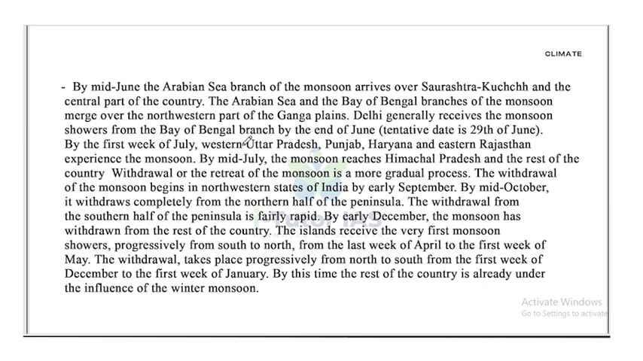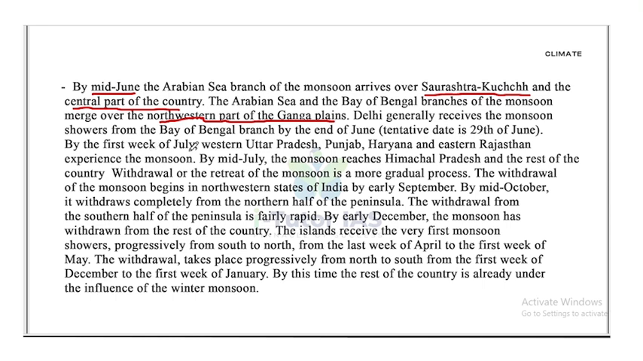Now, by mid-June, the Arabian Sea branch of the monsoon arrives over Saurashtra, Kutch and the central part of the country. The Arabian Sea and the Bay of Bengal branches merge over the northwestern part of the Ganga plain. Delhi generally receives the monsoon showers from the Bay of Bengal branch by the end of June, about the 29th of June.